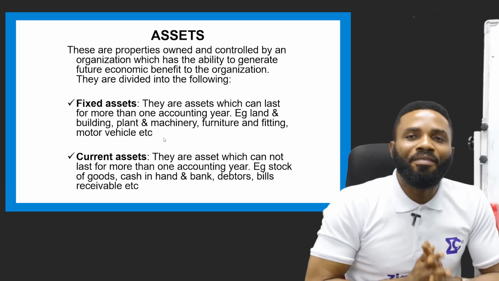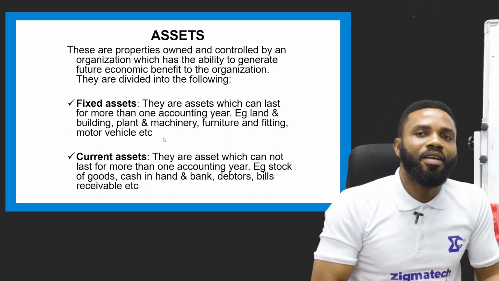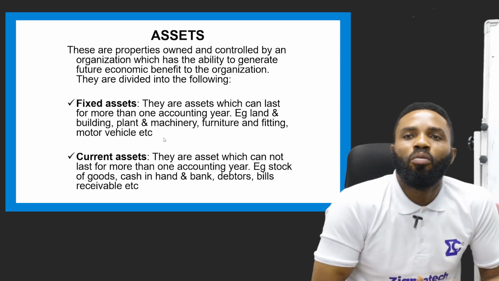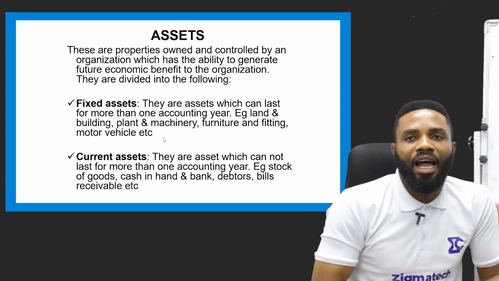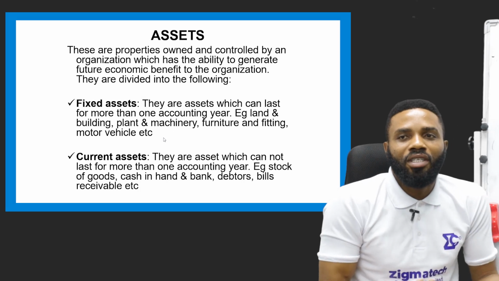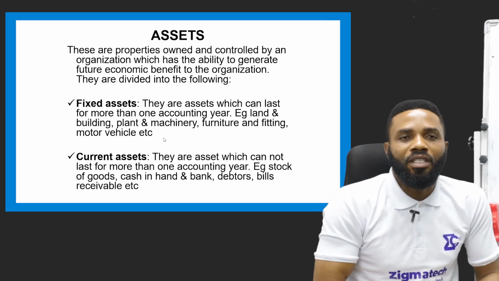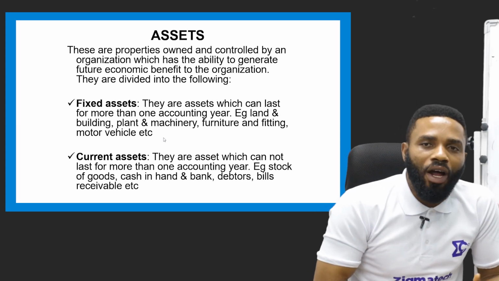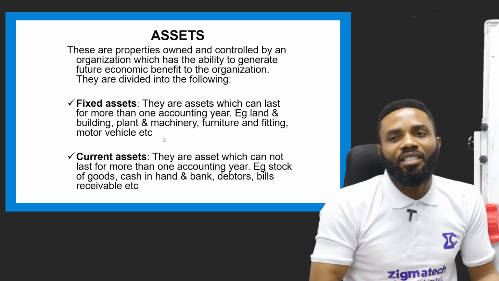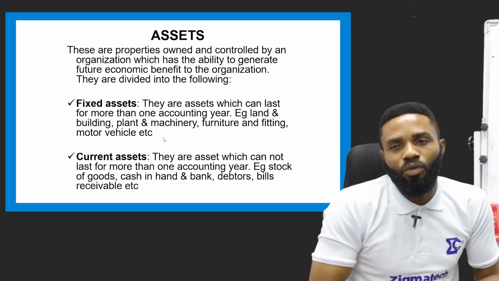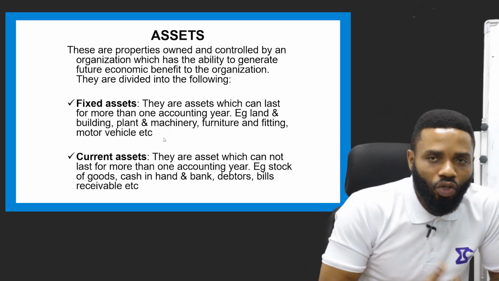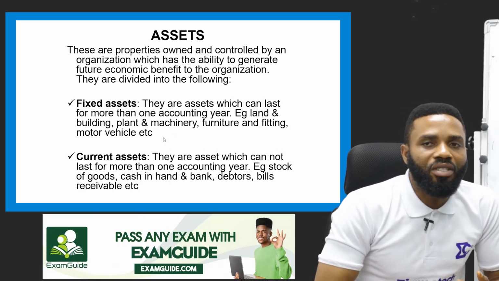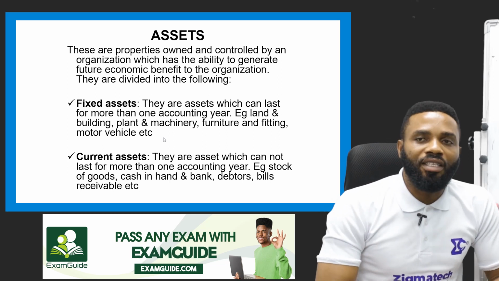And then it is divided into two. Number one, fixed assets. Fixed assets are assets that can last for more than one accounting year. They are land and building, plant and machinery, furniture and fitting, motor vehicle, etc. And then the second one is current assets. Current assets are assets that cannot last for more than one accounting year. Number one, they are stock of goods, cash in hand and bank, debtors, bills receivable, etc. They are more than that.